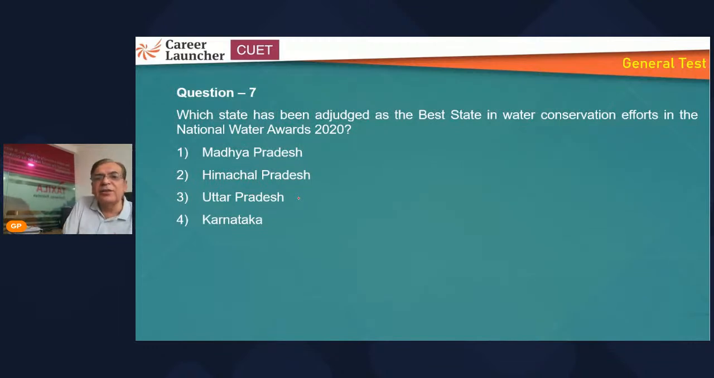Which state has been adjudged the best state in water conservation effort in National Water Awards 2020? This I have an idea that it is Uttar Pradesh, so I will mark the answer.